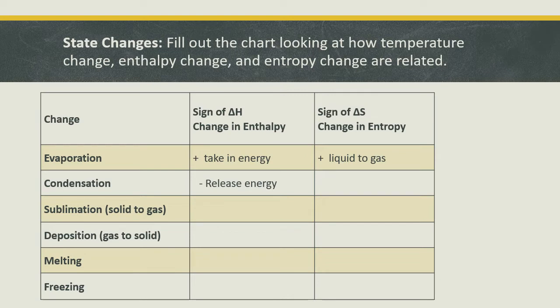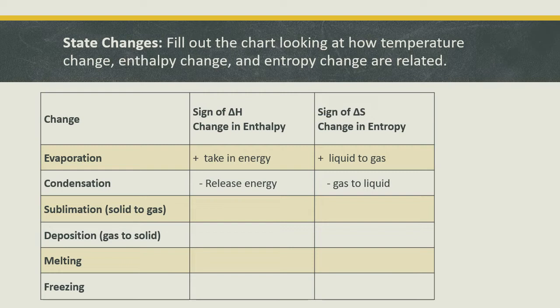Condensation is a release in energy. We're going from gas back into a liquid, so it has to give off its extra energy. So our delta H would be negative. And in that case, because we're condensing it, we're bringing those particles closer together, we're decreasing how much space they're in, their volume, then we would have a negative sign for our entropy because we're going from gas to liquid.